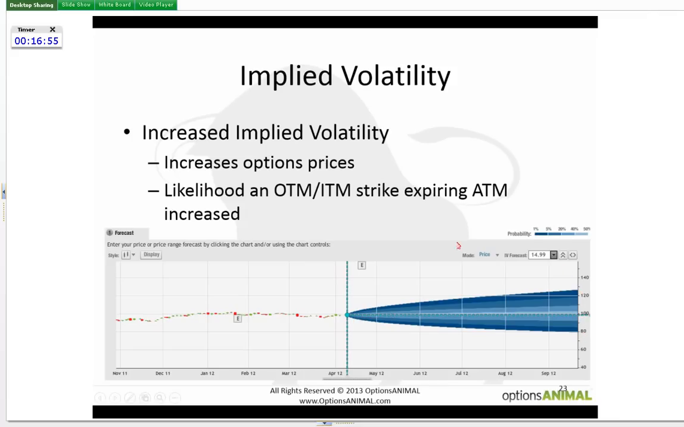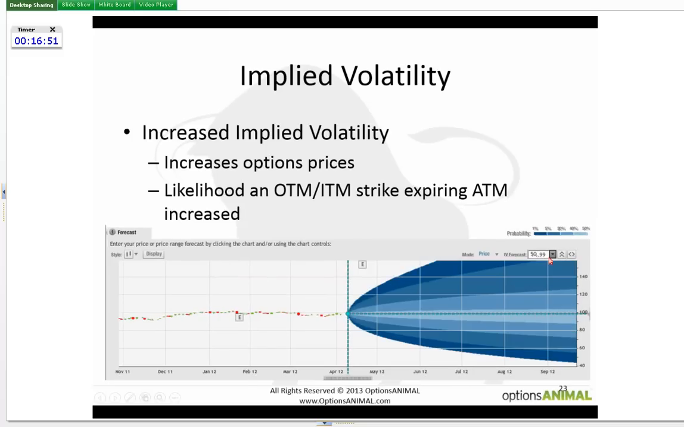Now, I can come in here and tweak this and change the implied volatility to a different number. And if I increase it to 50, you see now I have a bigger cone. And that shows the potential of how far the stock could potentially go. That's what the market's telling me.